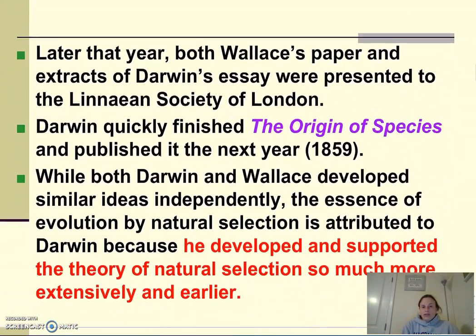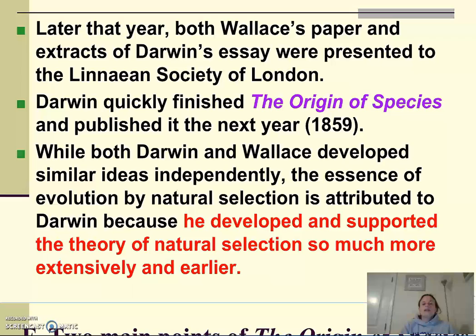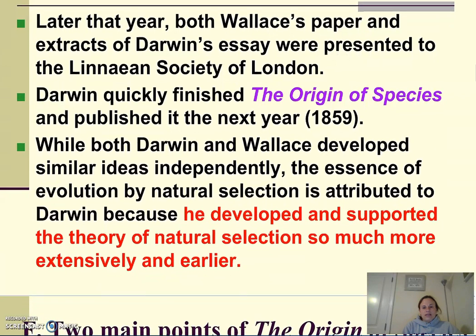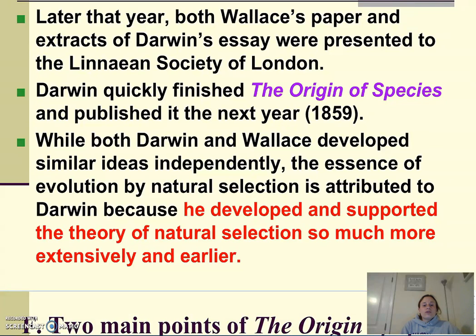So what he did was Darwin quickly finished The Origin of Species and then published it the following year in 1859. And therefore, Darwin is credited with the theory of evolution by natural selection, not only because he published it earlier, but because he had developed and supported the theory of natural selection so much more.